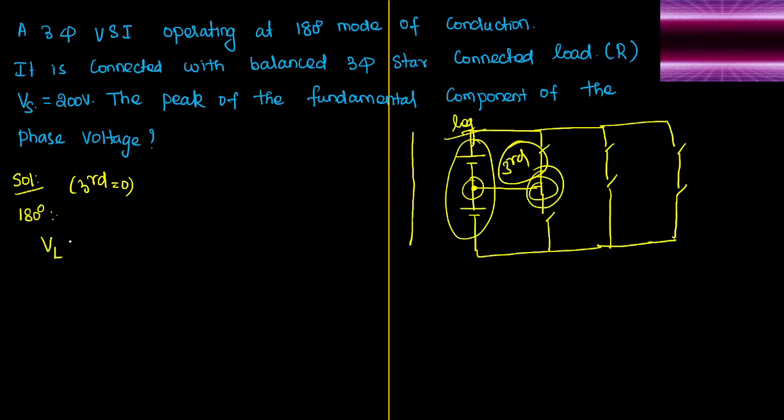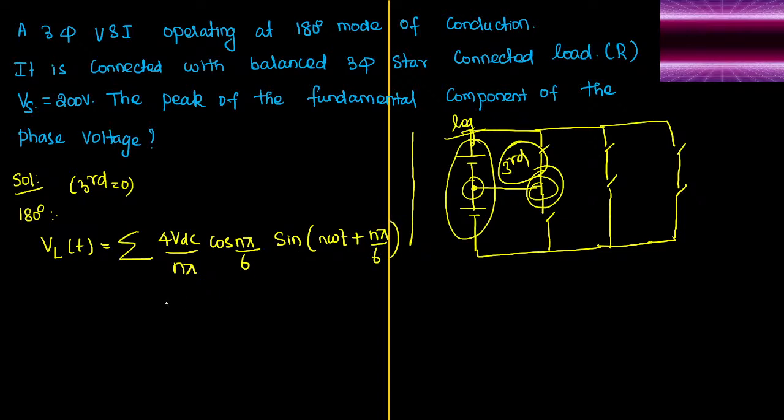So you all know line voltage. Line voltage can be expressed as summation of 4 VDC by n pi into cos of n pi by 6 into sine of n times omega t plus n times pi by 6. That is the 30-degree relation between line and phase voltages, right?